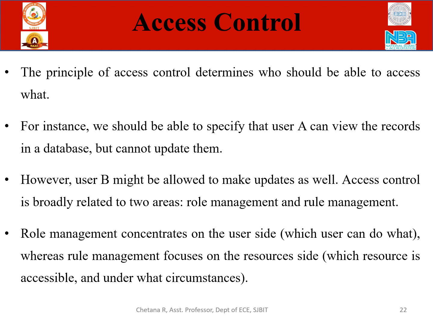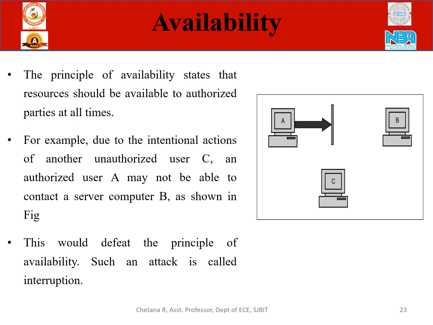So access control is broadly divided in two areas: role management and rule management. Role management concentrates on the user side. That is, what is your role? Whereas rule management focuses on the resources side. So you're supposed to do what you want to do, that's it, but you can't access the resources, and that is where rule management is focused. So this is all about access control.